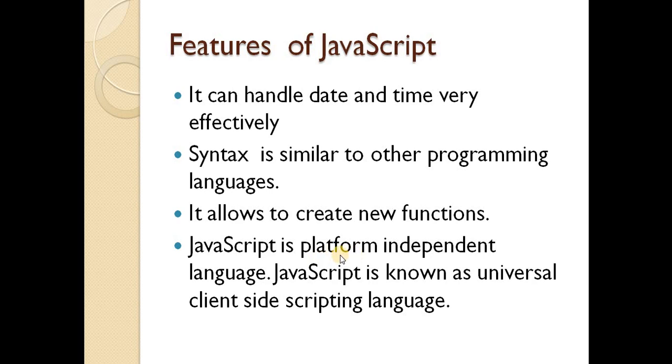JavaScript is a platform independent language. JavaScript is known as Universal Client-Side Scripting Language. Now this means that JavaScript is not affected by which browser you are using or what machine configuration is being used. It works similarly in all the different browsers. It is not affected by the browser that you are using. This is what it means by platform independent, and as it is supported in all the browsers, it is a Universal Client-Side Scripting Language. This last point is also asked for your fill in the blanks, true or false, many times. These are the features of JavaScript.